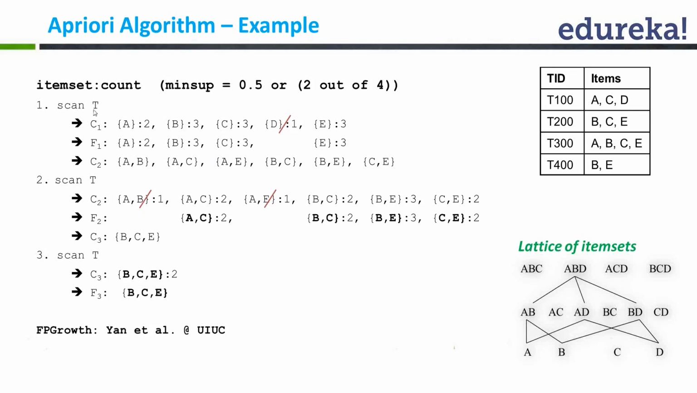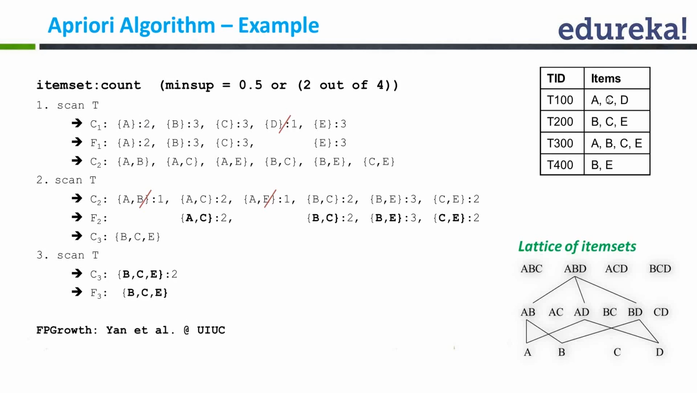Okay. So my C1 is the set of all item sets with a single item. Obviously, what are they? Individual items, right? A, B, C, D, E. So those are my item sets: item set with single item A, item set with single item B, item set with single item C, and so on. And for each of that, I can count how many transactions there are.